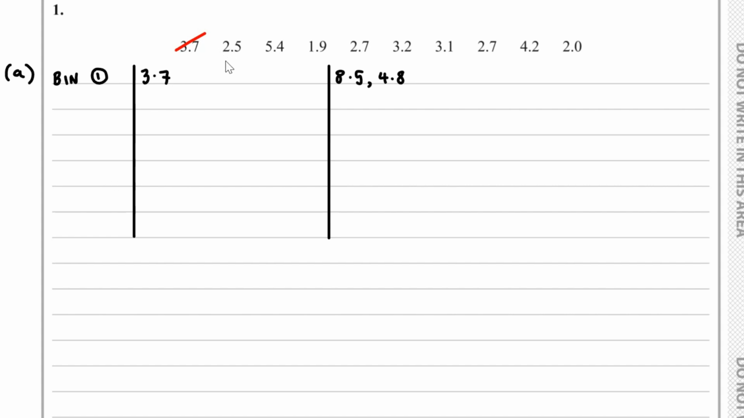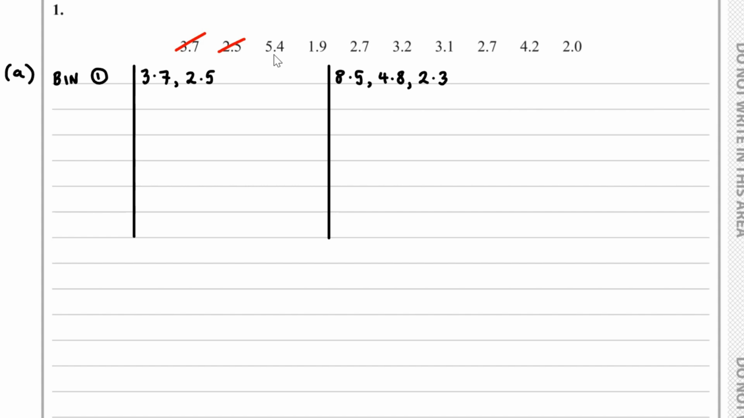We now take a look at the 2.5. You can clearly see there is enough space in bin number 1 to place the 2.5 into it. So let's write down 2.5 here. And therefore the space remaining, 4.8 take away 2.5, will be 2.3. Let's mark this off.